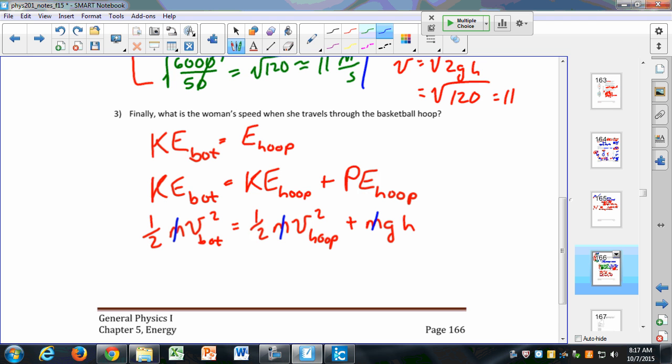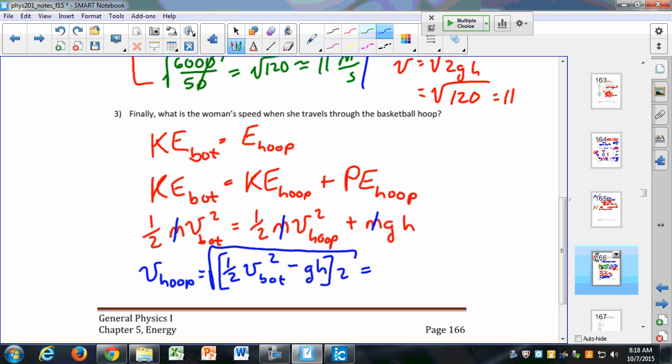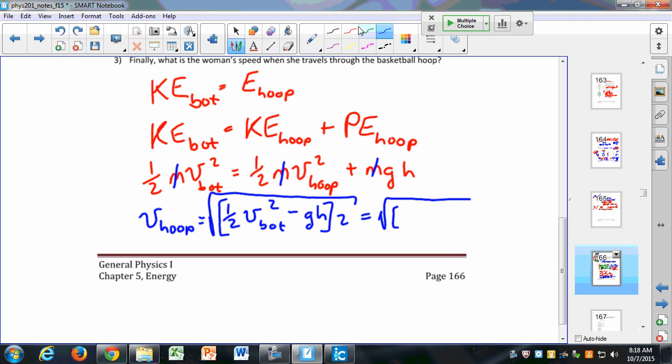Yep. I'm going to start putting in some numbers here. I'm solving for V hoop. So V hoop, you might solve this a little differently than me. That's fine. V bottom, we found that was what? 11? Was it 11? Yeah, so we have a half of 11 squared. It's 121. Minus 10 times 3, because it's 3 meters, times 2, the square root of all that. What'd y'all get? Ready? Okay, yeah, about 8 meters per second.